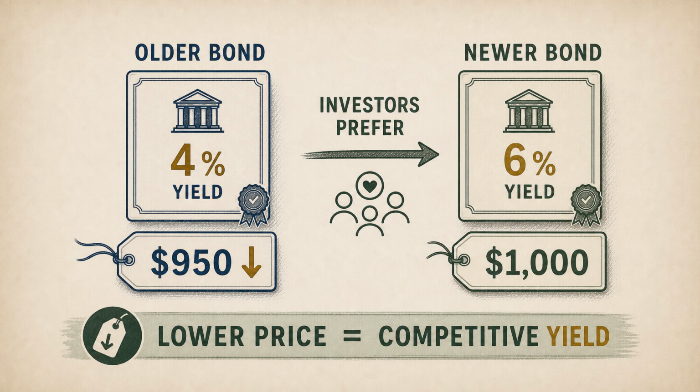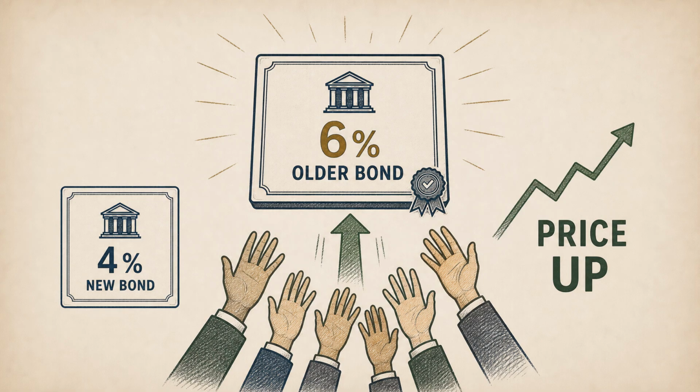Think about an older bond paying 4%. If new bonds now offer 6%, investors will prefer the new bonds. To make the older bond attractive, its price may need to fall. A lower price helps its yield compete with newer bonds. The same logic works in reverse. If an older bond pays 6% and new bonds now offer 4%, that older bond becomes more attractive. Investors may bid up its price because its coupon is better than what new bonds are offering.